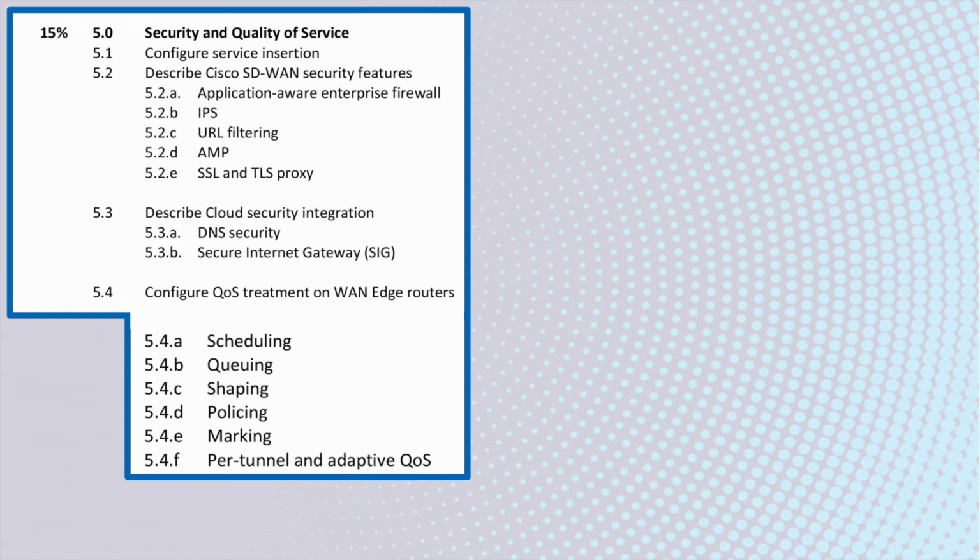AMP is there, IPS is there, Umbrella filtering is there, SSL/TLS proxy is there, DNS security is there. Umbrella is a Secure Internet Gateway, SIG tunnel. Apart from the SD-WAN tunnel, if you want to establish any other tunnel, it could be Umbrella, it could be other third party. That is one of the security features.